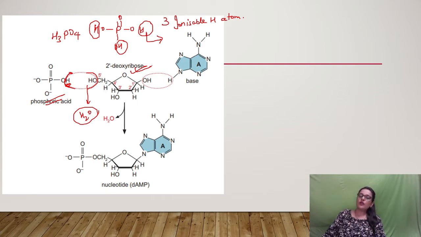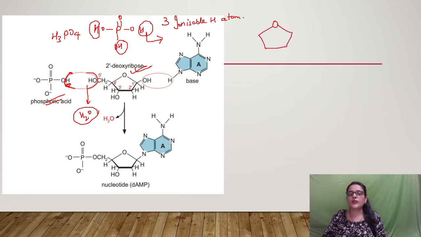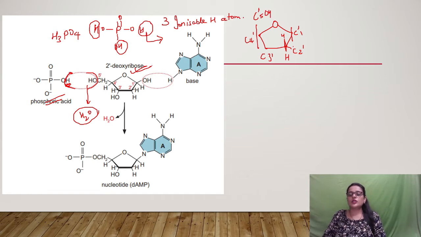See over here, this is our sugar molecule, 2-deoxyribose, which we have already talked about. In case of DNA, the sugar molecule is 2'-deoxyribose. At the second prime, no oxygen is there, so we have only H, H. This is our first prime carbon, this is second prime carbon, this is third prime carbon, this is fourth prime carbon, and this is fifth prime carbon. We have already talked about the structure of sugar in our previous videos, the link of which I will give in the description box.